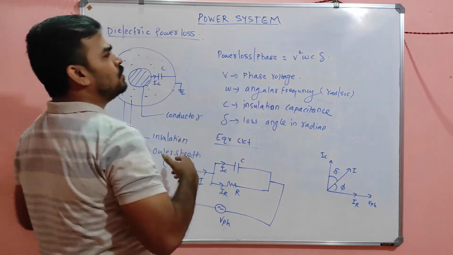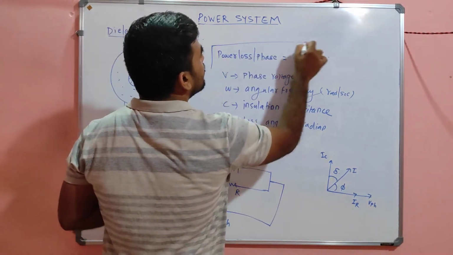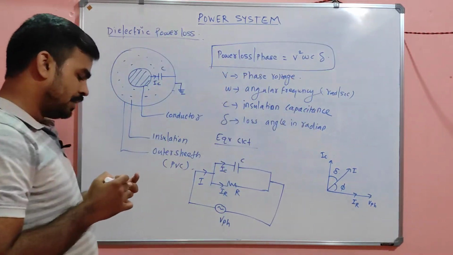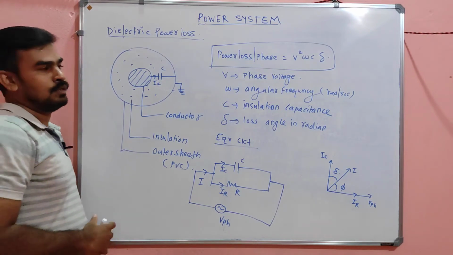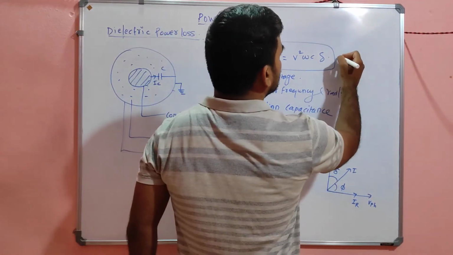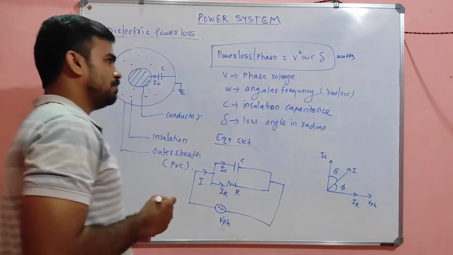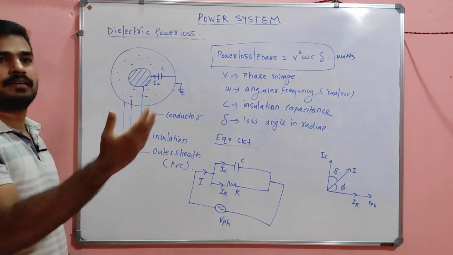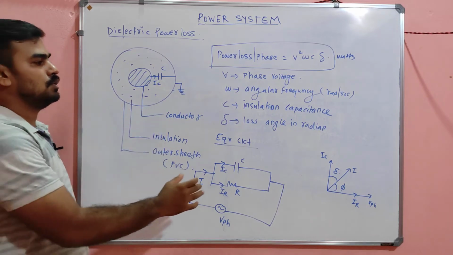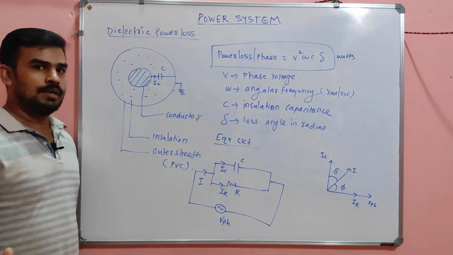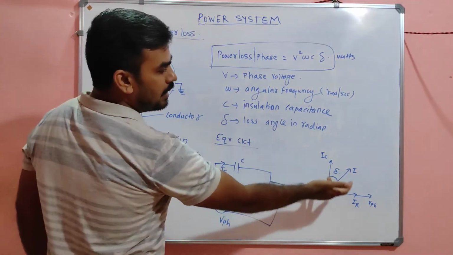We don't need to know how this equation arises, but you have to know this much watts: V square omega C delta, this much watt. So we just want to know the term loss angle. Loss angle is nothing but the angle between I and IC.